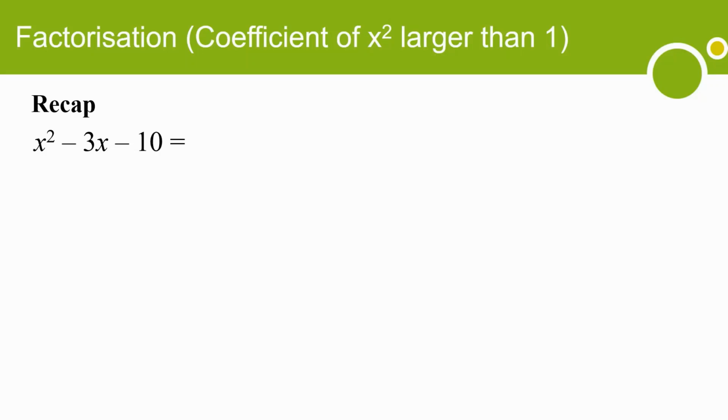Hi everyone. Today we are looking into factorization of quadratic expression part 2, whereby the coefficient of x squared is larger than 1. But before that, let's look at an example as a recap. x squared minus 3x minus 10. The first step, we write the brackets with x because it is x squared. And then we look at the last term, which is negative 10.